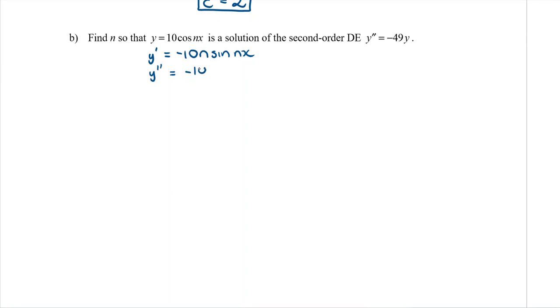Yeah, so negative 10, another n will come out, so it'll be n squared, and it's back to cos of nx. Okay, then let's sub it back into our differential equation.